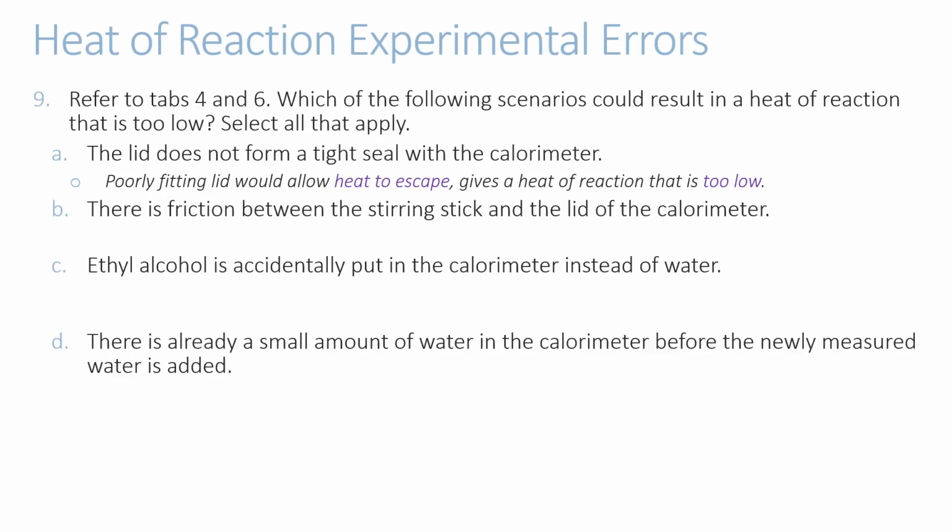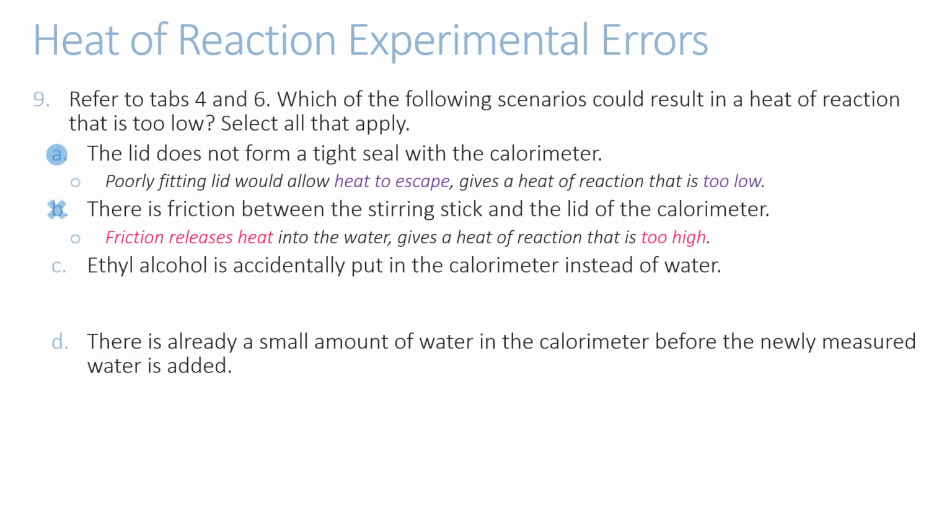Option B, there's friction between the stirring stick and the lid. So that's going to release heat into the water. So the temperature change that we get would be too big. So the heat of reaction that we calculate from Q equals mc delta T would be too high. So that choice is not going to give us a heat of reaction that is too low.